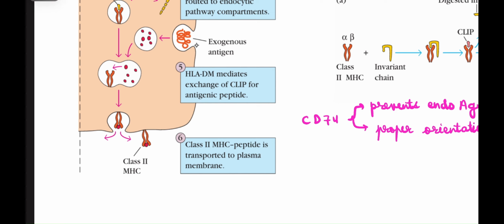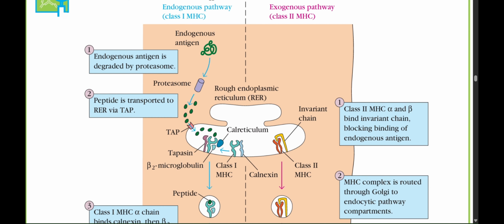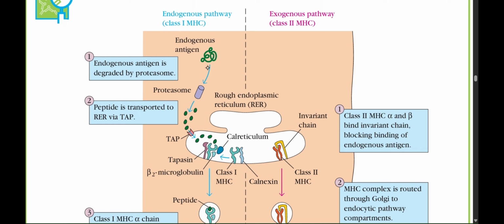Now let us try to understand the endogenous pathway of the antigen presentation as well, meaning we are going to compare it in a comparative format. So here was the endogenous antigen. We are firstly talking about the endogenous pathway. The endogenous antigen is that which is synthesized within the cell. It is the rough endoplasmic reticulum where it has to be transported. So now this endogenous antigen will first be processed in the proteasome, wherein it will be degraded into smaller peptides. These smaller peptides through TAP will be entering into the RER.